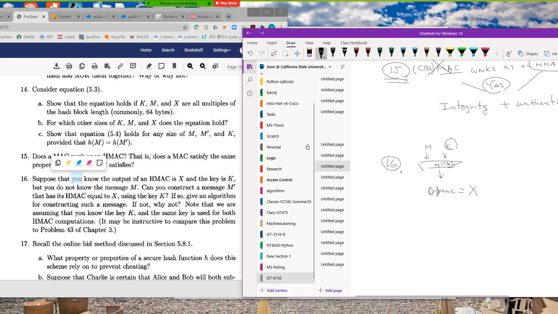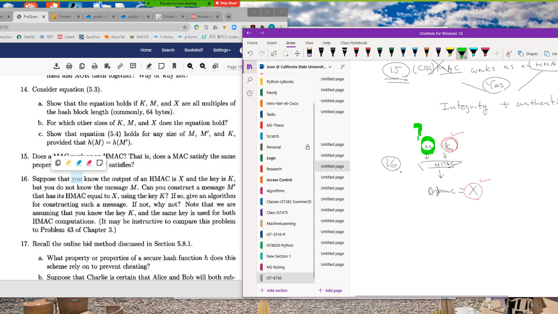So what will happen is, you know K, and you know X. So you know K and you know X, and can you construct the M? The answer is no. Assuming that it's one way, I don't want to say it's a flat no, but it's extremely difficult.